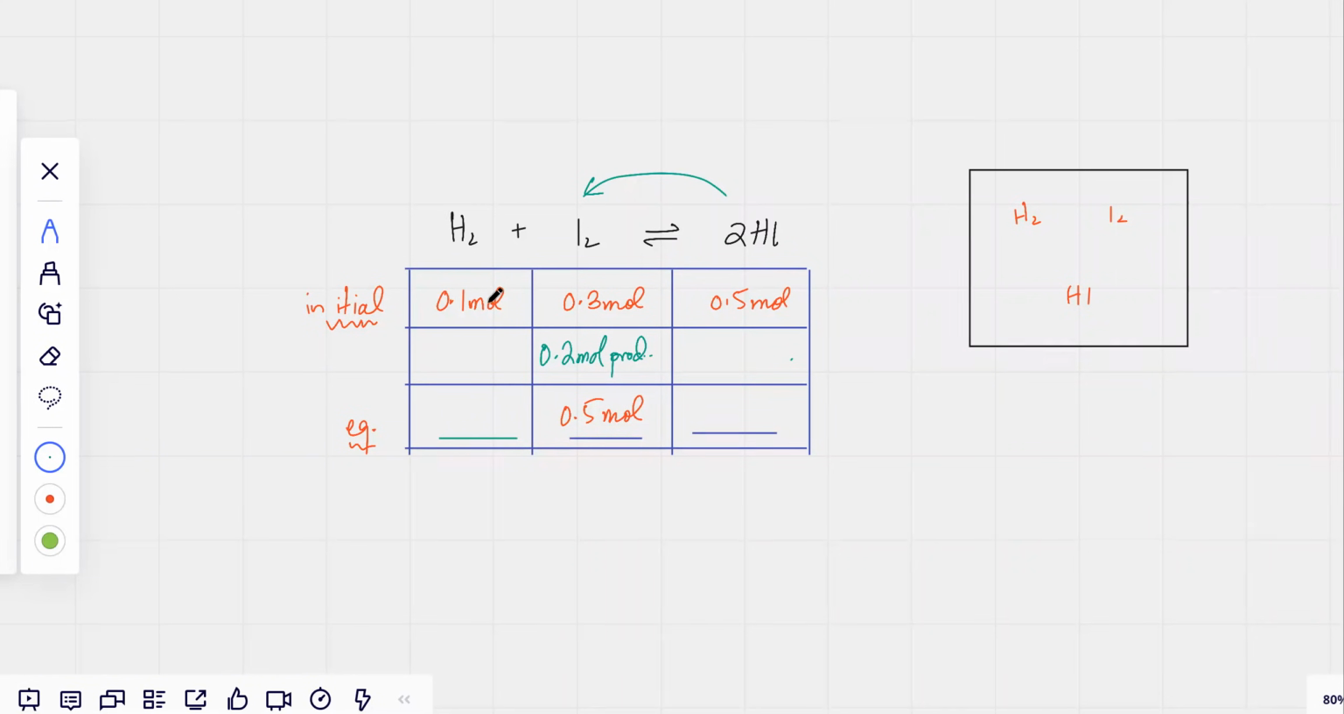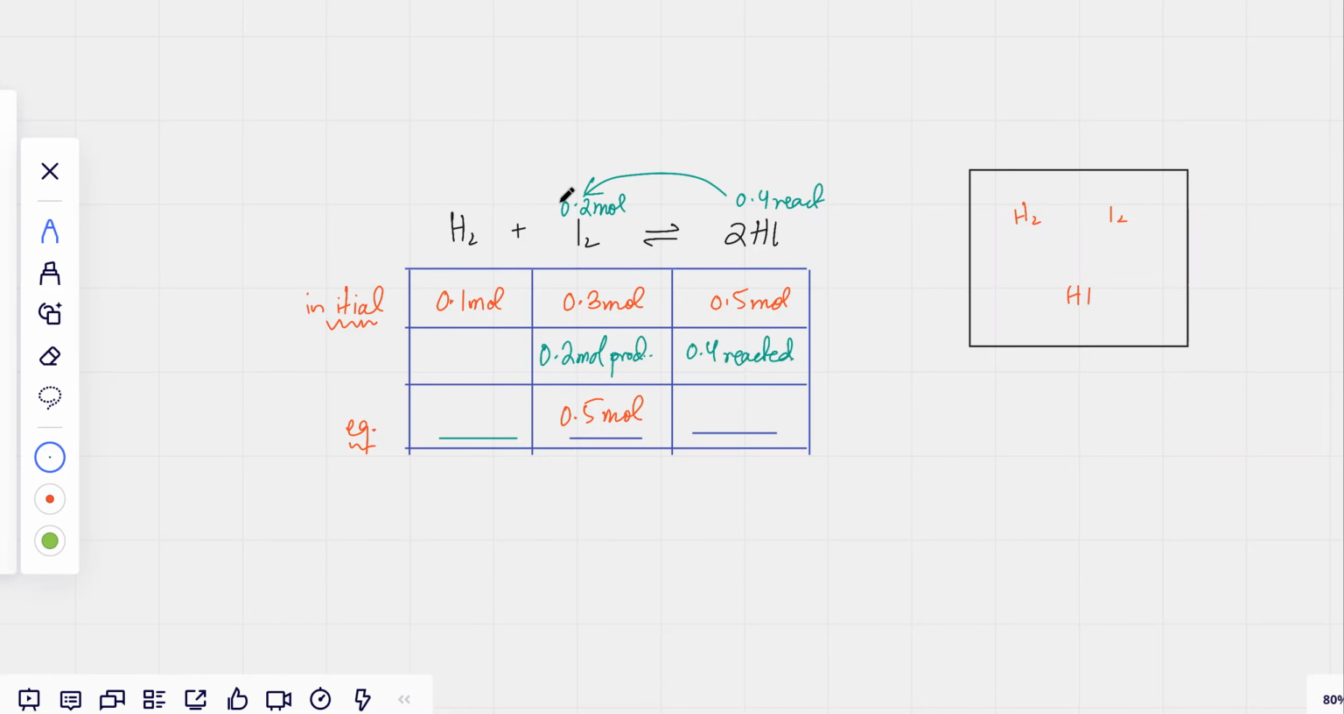Okay. So you've got more I2 now. That means the reaction is going backward. 0.2 moles of extra I2 has been produced. So where did that 0.2 moles come from? They came from some HI that must have reacted. If you want to produce an extra 0.2 moles of I2, according to the 1:2 ratio, 0.4 moles of HI must have reacted. It's 2:1, so 0.4 would react to produce 0.2, right? So over here 0.4 must have reacted.